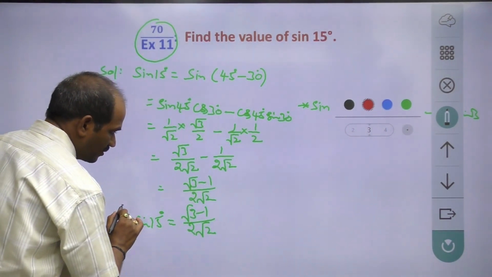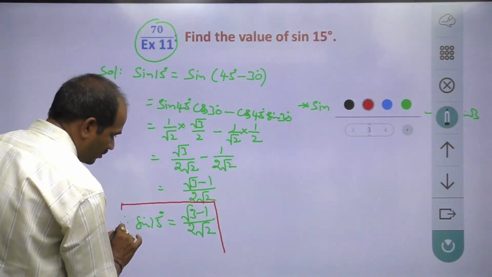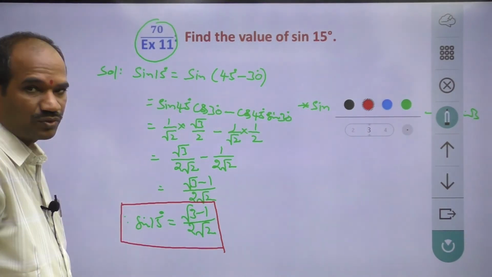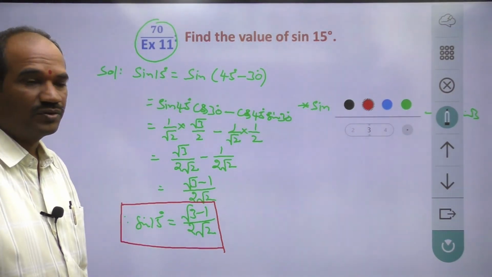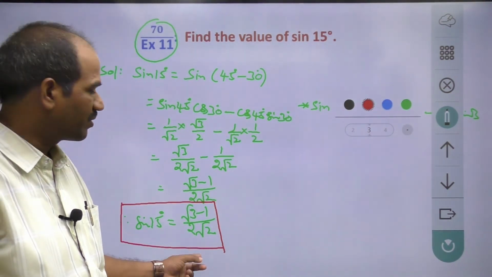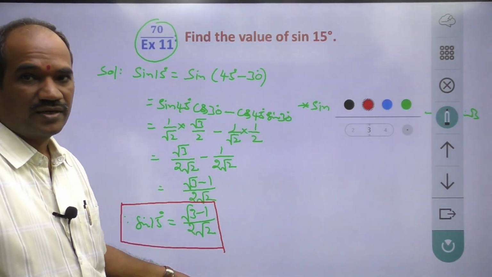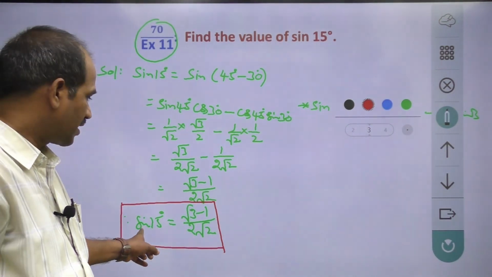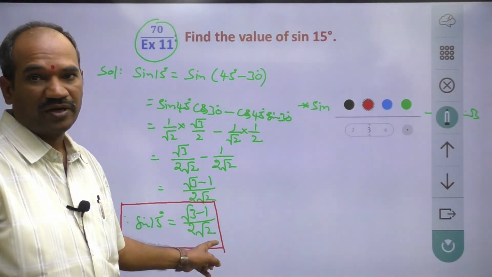Sine 15 degrees value is root 3 minus 1 by 2 root 2. This value is important. In objective problems, apply this value directly. When sine 15 degrees comes, write this value: root 3 minus 1 by 2 root 2.